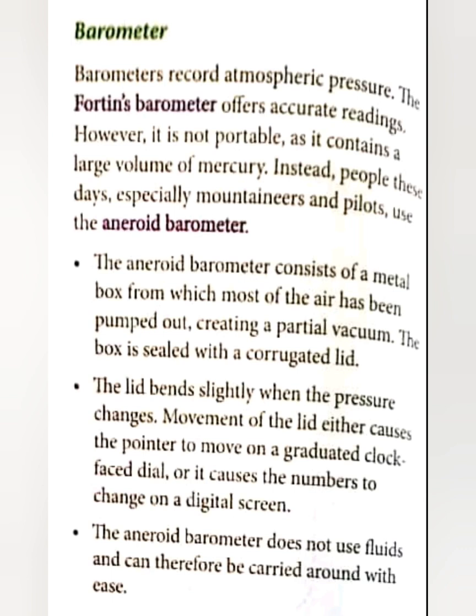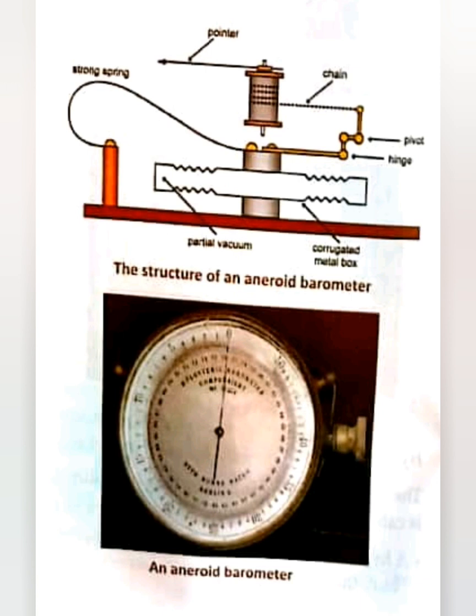Now you can see the structure with the help of this diagram. There is a pointer above the dial, and a chain is attached, a pivot joint and a hinge joint you can see, and they have a partial vacuum. The air is pumped out so that the air pressure can be measured accurately, and above it you can see this dial-like structure. So it is very easy to carry, and we have used it many times also.